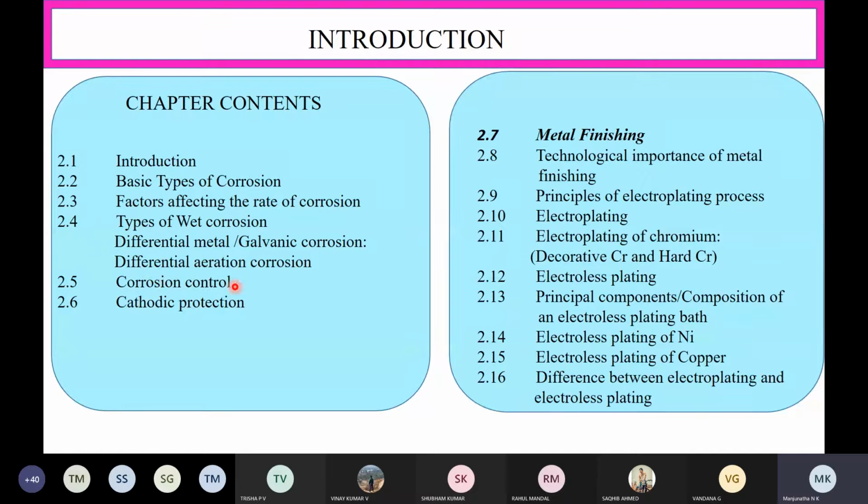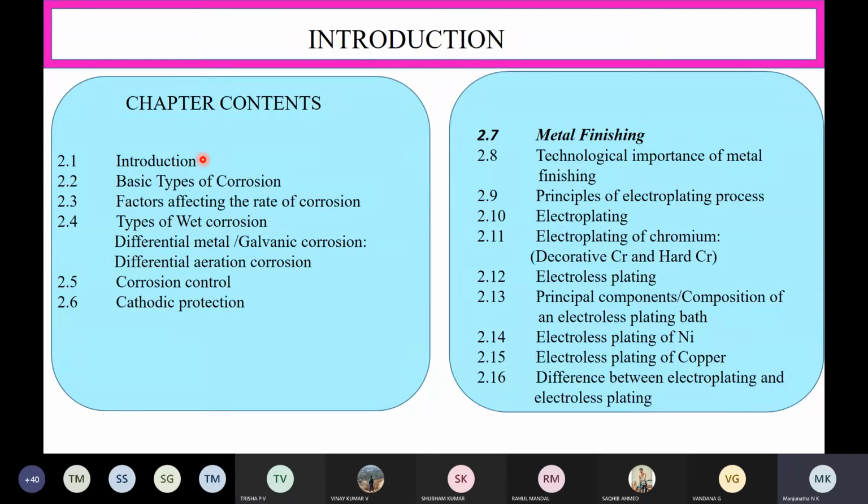After that, we are going to discuss corrosion control methods. In these corrosion control methods, we are going to discuss three types. The first one is galvanizing, the second is anodizing, and the next one is cathodic protection. These are the three corrosion control methods we have in your syllabus.